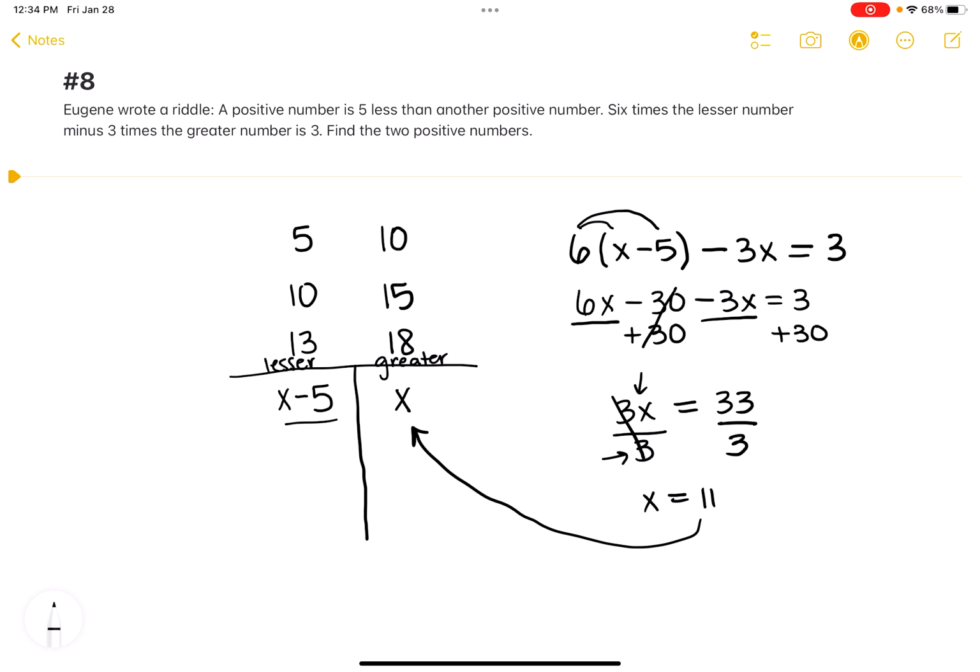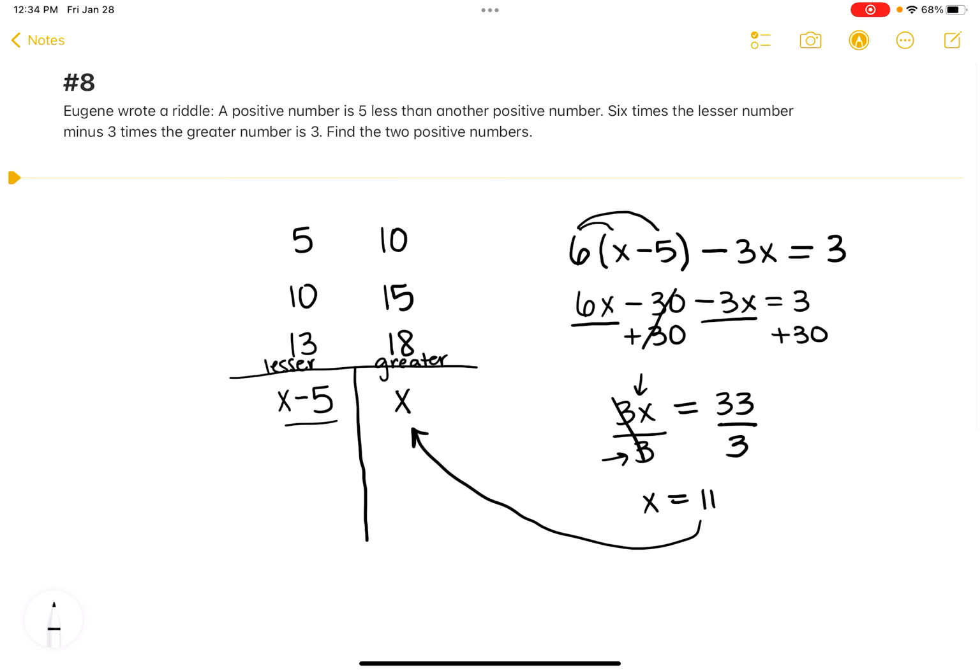Well, they said in the first sentence, a positive number is 5 less than another positive number. Well, if x is 11, that means your other positive number is 11 minus 5, and I'm getting that from right here. 11 minus 5 is 6. The two positive numbers are 6 and 11.